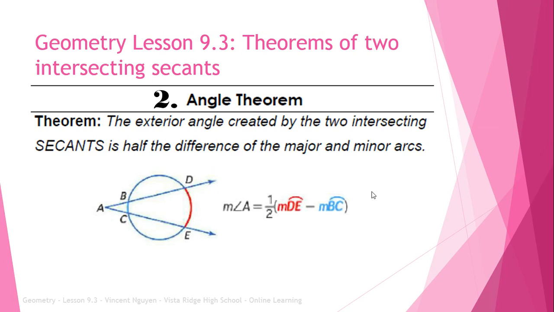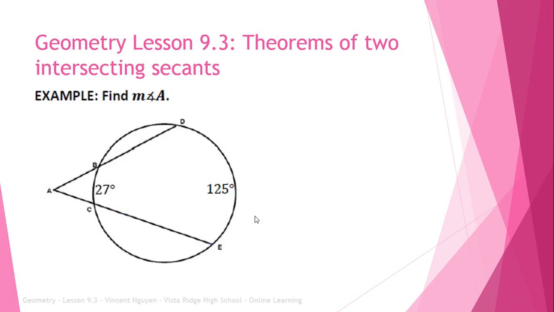To find the outside angle, which is angle A, you take the big arc, which is DE, and you subtract the little arc, which is BC. I call it the outside arc and the inside arc, if you want to look at it that way. The outside arc or the big arc minus the little arc, because if you don't do that, you're going to get a negative answer. And then divide that by 2. You should be familiar with that relationship already, because we already talked about tangents.